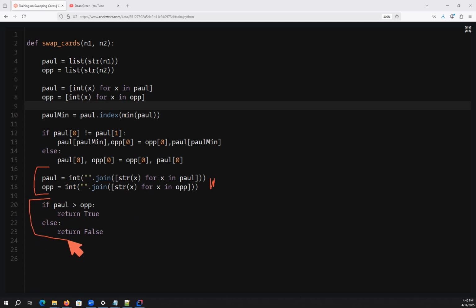Once I have two integers, I take the two integers and compare them. Swapping is done, the conversion is done. All that is left to do is to see who is the big fat winner. So here, if Paul's value for his two-digit number is greater than his opponent's two-digit number, then return true. Otherwise, the opponent would be greater or equal, I guess, and you return false. And that's it, folks. There is your breakdown, your solution.